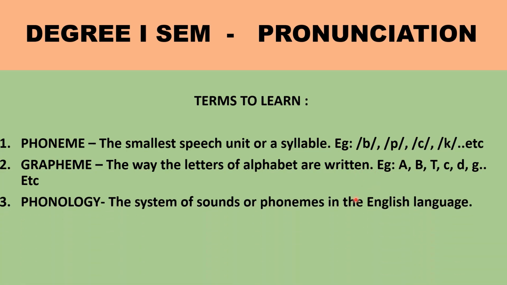Okay. The next one is phonology. Phonology is the system of sounds or phonemes in the English language. So how these sounds are pronounced and how these sounds are arranged to make sense. When you join these phonemes, and when you write the graphemes and give the right kind of phonemes, then it becomes a word. So that system of sounds is called phonology.